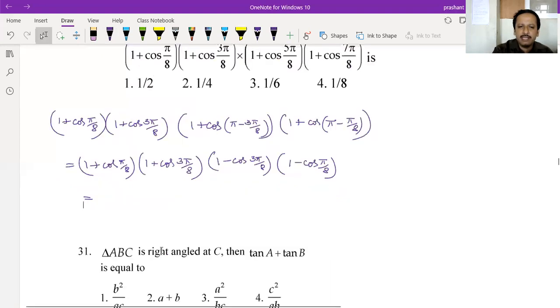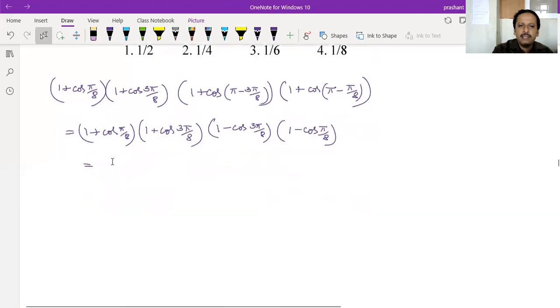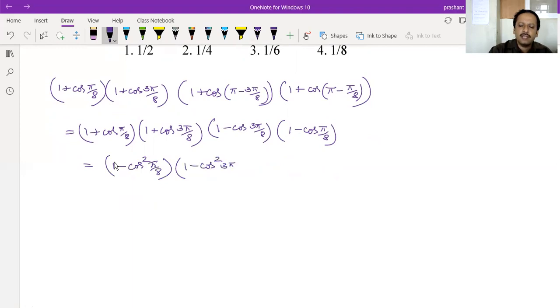That means a plus b into a minus b, that will give you a square minus b square. So that is going to be 1 minus cos square pi by 8. Similarly, here also 1 minus cos square 3 pi by 8. Okay, 1 minus cos square theta is sine square theta. So sine square pi by 8 into sine square 3 pi by 8.